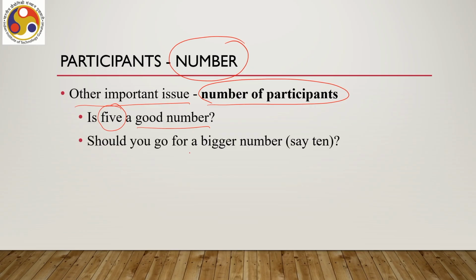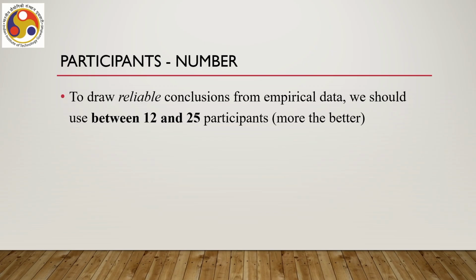Or we should go for a bigger number, say 10, or even bigger, say 20 or 30 or 50. Is that sufficient? If we go for a bigger number, say 30, is that sufficient? So, that is another important consideration. It is generally assumed that to draw reliable conclusions from empirical data, we should use between 12 and 25 participants. So, these are some numbers obtained from different studies. We can rely on these numbers.